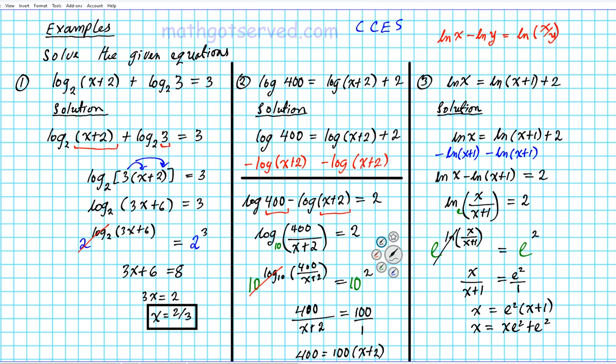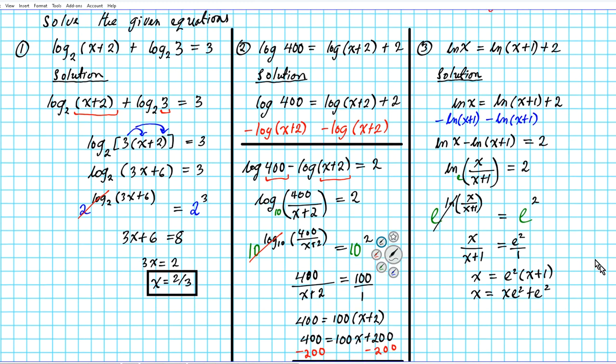We're going to collect the terms with the x's to one side and then isolate the x, okay? So subtract x e squared from both sides. So when you subtract x e squared from both sides of the equation, we would have collected the terms with the x components in them, the variable terms, which is x minus x e squared equals e squared.